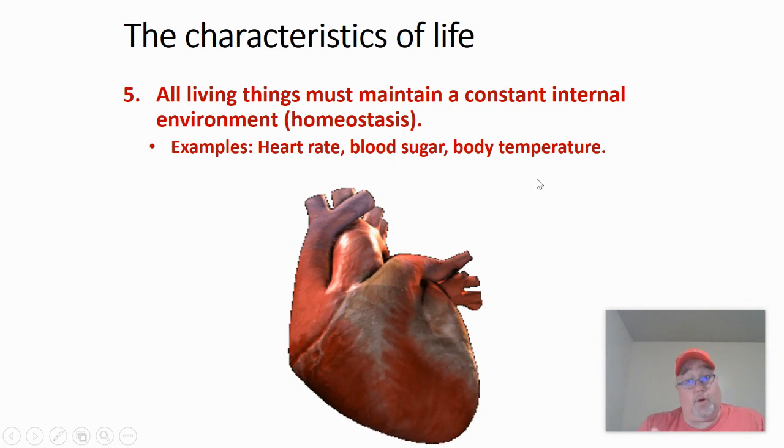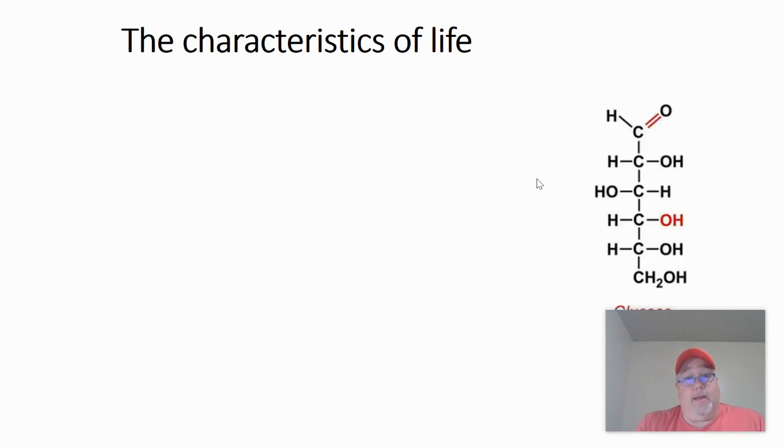Your body temperature goes up and comes down, goes up and comes down, but it has to be maintained right at 98.6 degrees or whatever our normal body temperature is. It actually varies from person to person, but those are all good examples of homeostatic mechanisms.